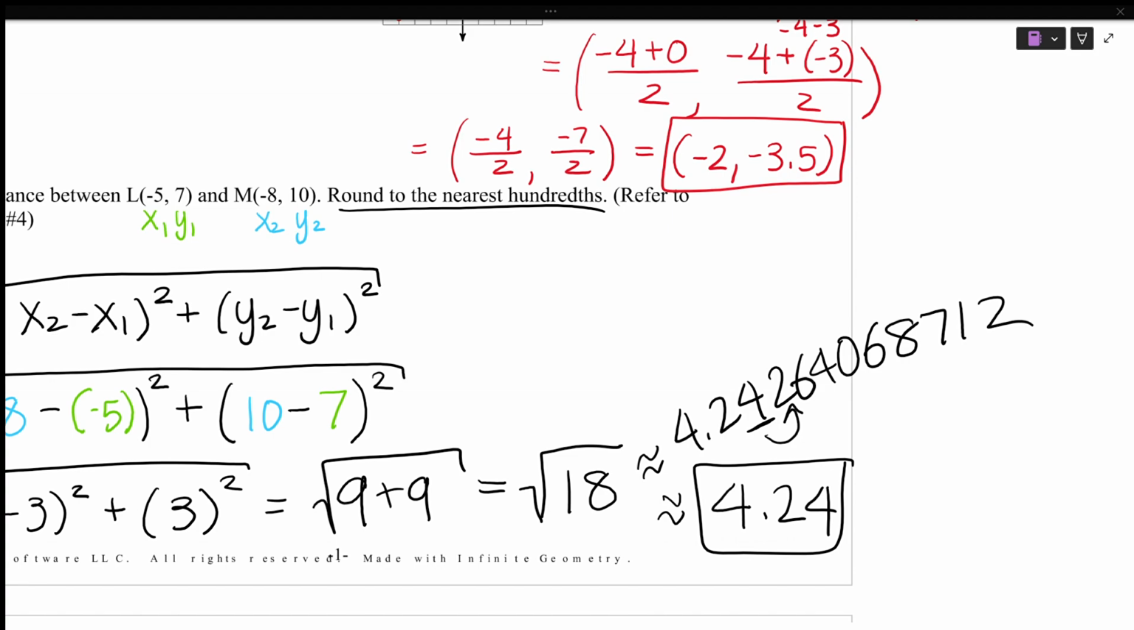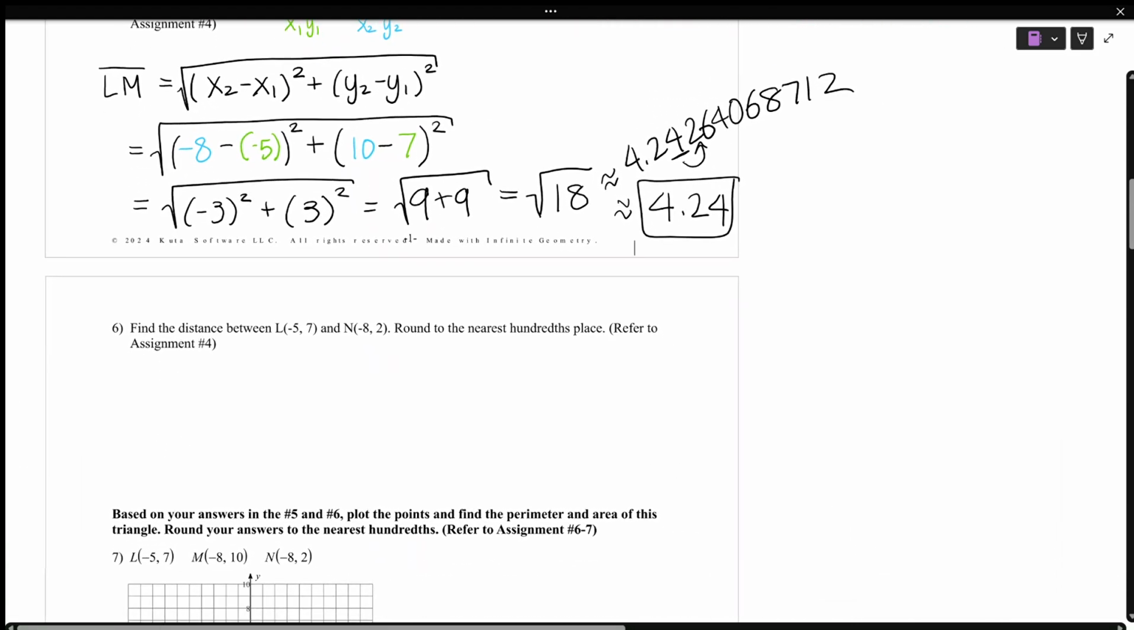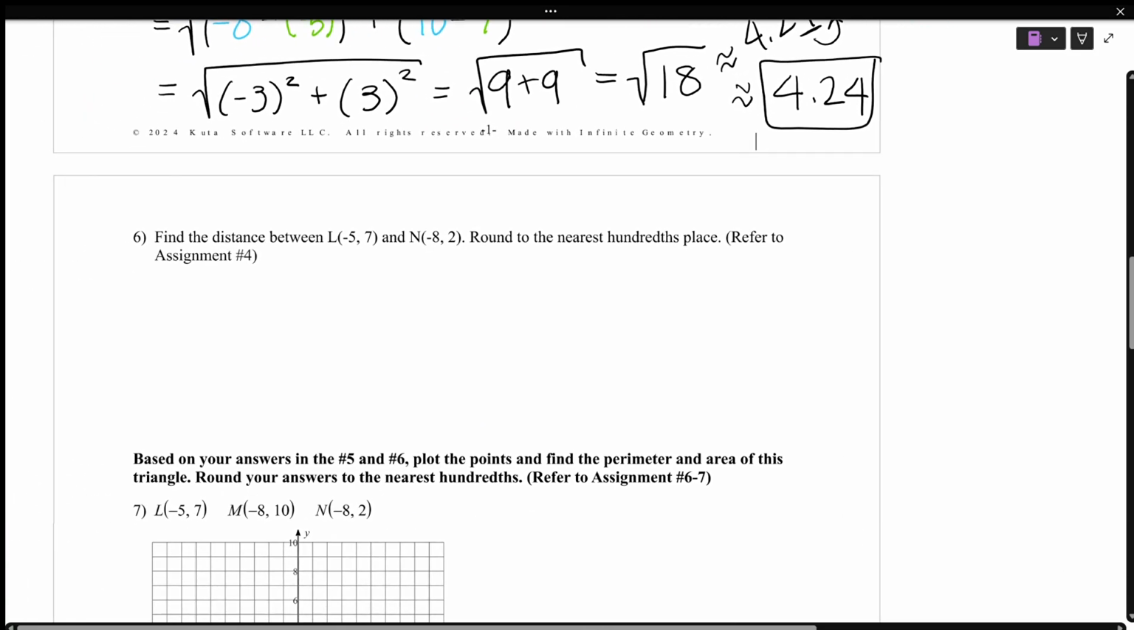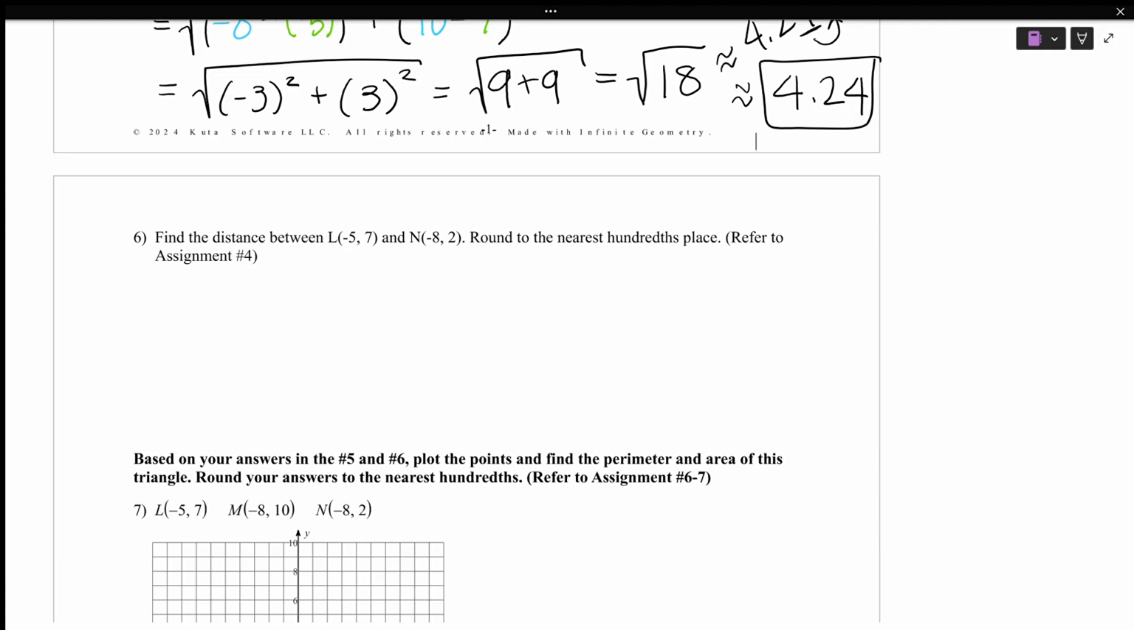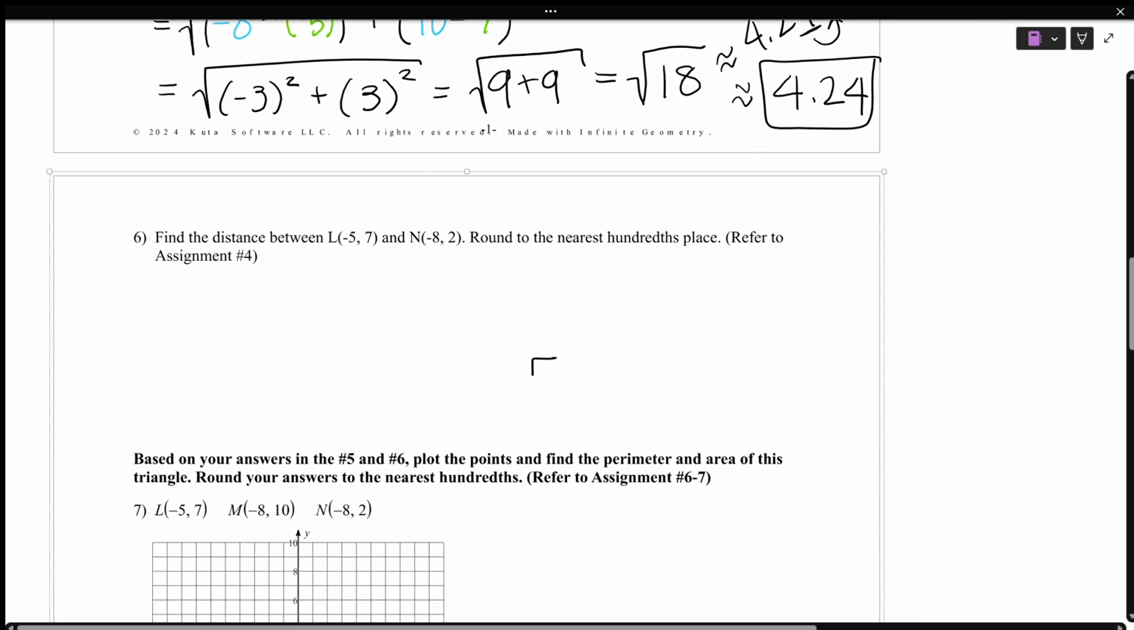So try out number 6 on your own, right? And once you finish that, your final answer for number 6 should be 5.83, the distance between L and N, right?